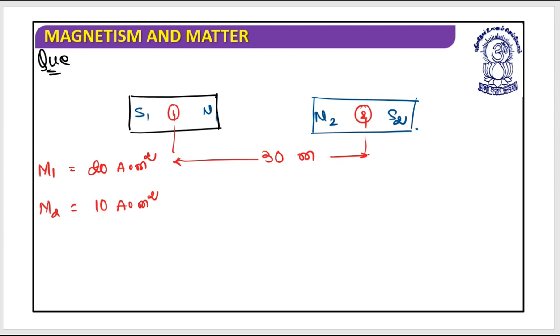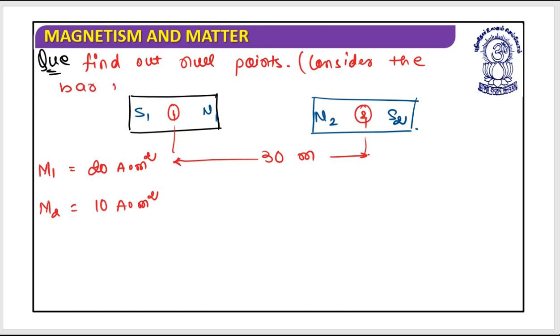So the question is to find out the null points. And one more thing they are providing: consider the bar magnets as short dipoles. So they have already provided that these are short dipoles. You can take them as short dipoles. What do you need to find out? You need to find out the null points. How will I do this?